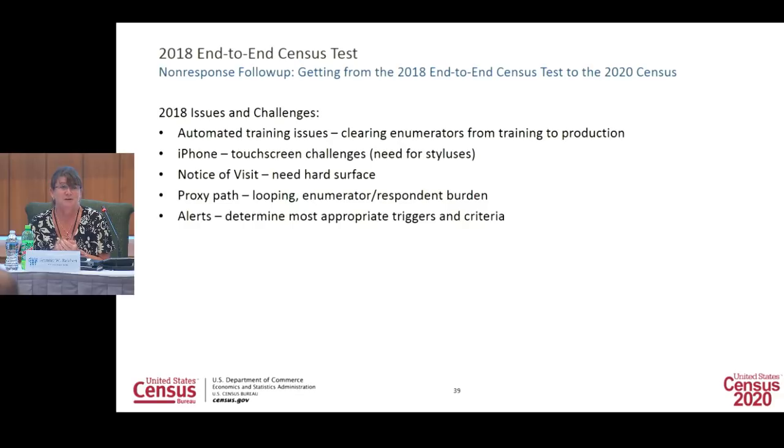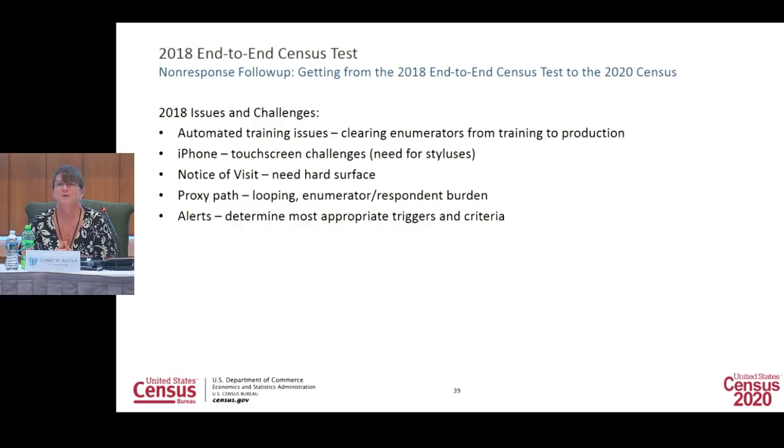The iPhones themselves, great tool for doing all of that automation. We did hear from some enumerators that they had some difficulty with getting the instrument to recognize finger touches. I didn't see anybody doing it with their toes. I did not observe that. Not that there's any rule against it, but we did learn that maybe we need to provide them with styluses in 2020 to help them interact more effectively with the instrument.